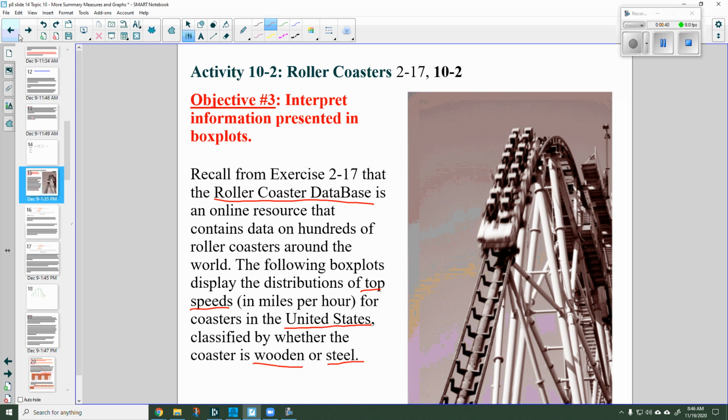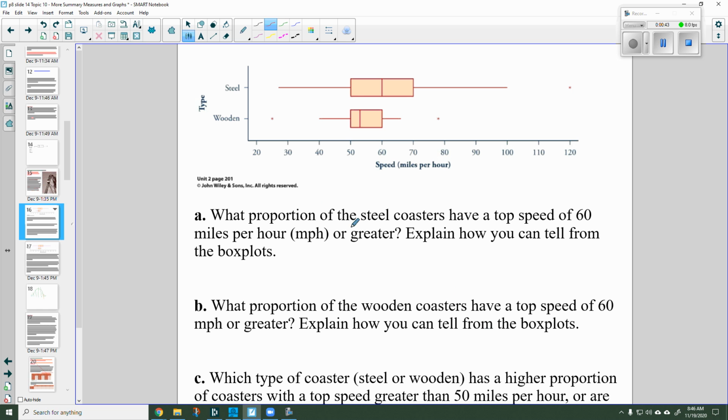So let's take a look at the box plot. Here is the box plot for the steel roller coasters. Here is the box plot for the wooden roller coasters. And just to remember, a box plot is a graphical representation of a 5-number summary. So we have the min, the Q1, the median, the Q3, and then the max.